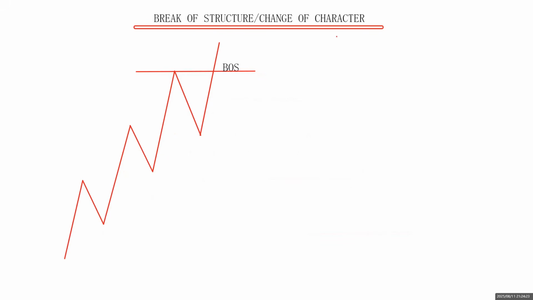What about on the bearish side? On the bearish side, if we see price do the same thing this time around, the last lower low, this is the lower low, a low that's lower than the previous one. The last lower low gets taken off. This is what is known as a break of structure.